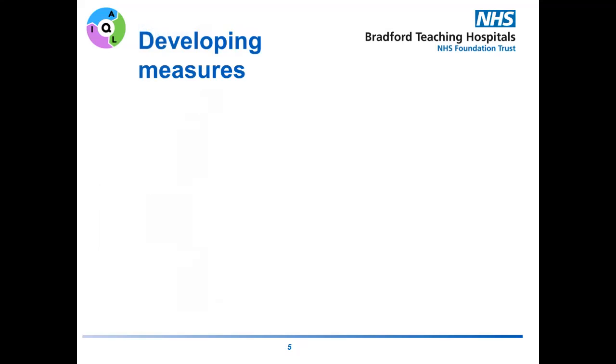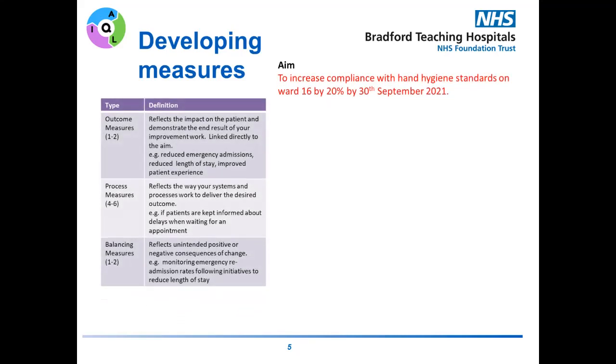So let's have a go at developing our improvement measures for our fictional hand hygiene problem on Ward 16. Those of you who have listened to the earlier Quality Bite on what we're trying to accomplish and setting an aim will know we've used a hand hygiene problem on a fictional Ward 16 as a theme for our improvement project. We developed a SMART aim for our project, which is to increase compliance with hand hygiene standards on Ward 16 by 20% by the 30th of September 2021.